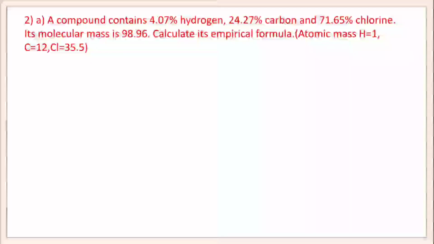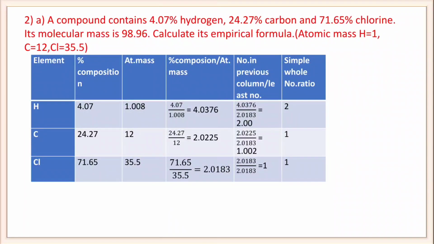See, a compound contains 4.07% of hydrogen, 24.27% of carbon and 71.65% of chlorine. Its molecular mass is 98.96. Calculate its empirical formula. Atomic mass of hydrogen is 1, carbon is 12, chlorine is 35.5. Same question they asked again, but now you have to calculate only the empirical formula. Again, draw the columns: element, percentage composition, atomic mass, percentage composition divided by atomic mass, number in previous column divided by least number, simple whole number.